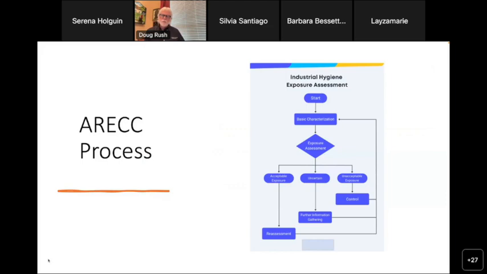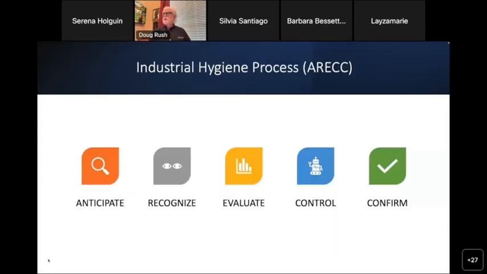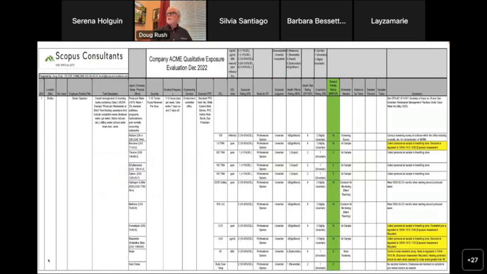Here's another simple diagram of what the ARECC process is. This comes straight out of a book we've all seen, Occupational Exposure Assessments. This is the process in a nutshell: anticipate, recognize, evaluate, and control. I hope you guys can see this.